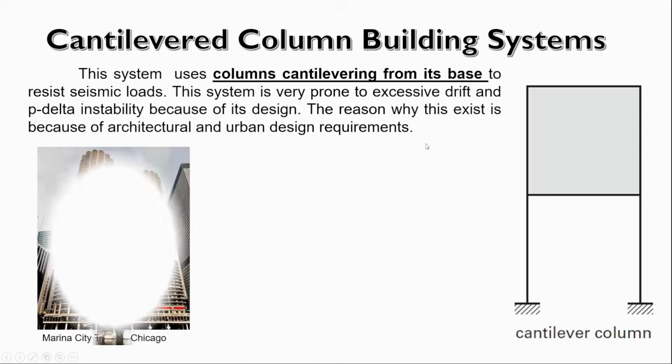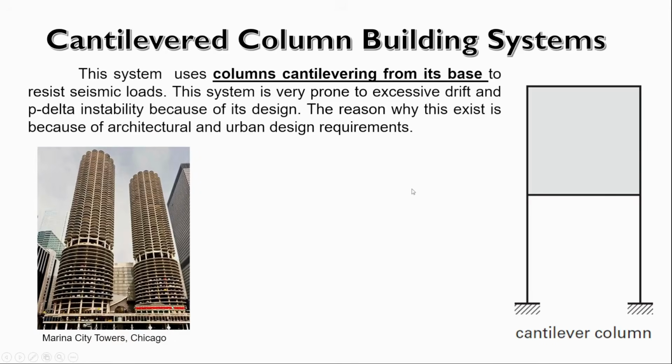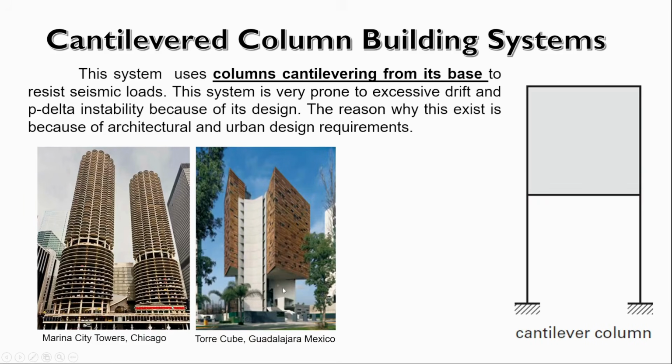So we can see some examples of the basic cantilevered column building system. In Chicago, there is the Marina City Towers, and in Mexico, we have the Torre Cube. As you can see here, there is a large column or columns cantilevering from its base. And in Marina Towers, you can see some columns here support the entire structure. They are considered cantilever column buildings.